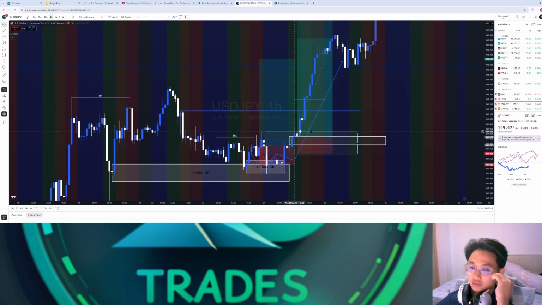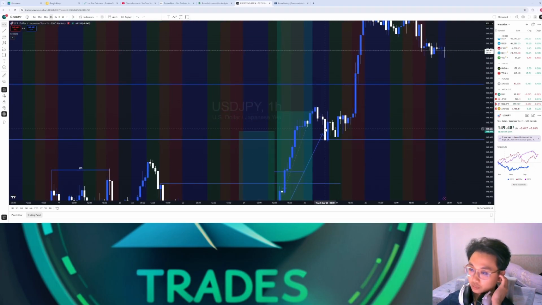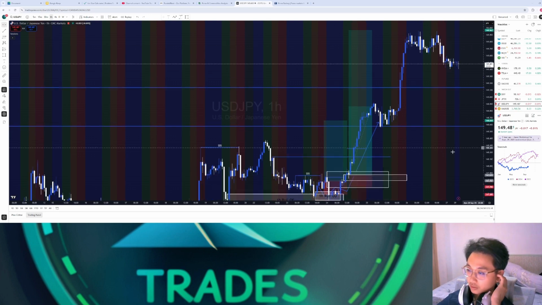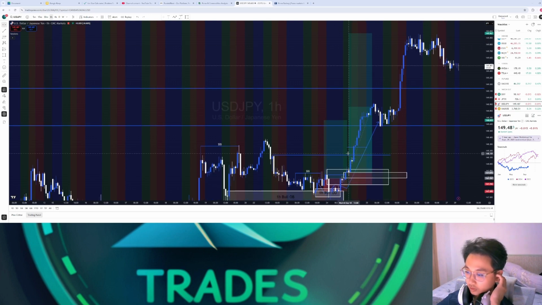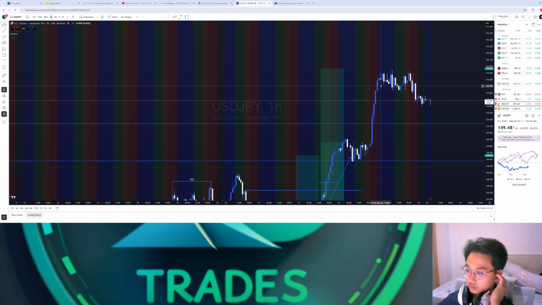So I guess this, as in the gold trade, where the 30-minute bearish OB is being overlapped by the 1-hour bullish fair value gap, right? Here we can see that the 1-hour bearish OB is being overlapped by this 1-hour bullish fair value gap and order block, which propelled price all the way up, right, from Wednesday afternoon to Friday morning.